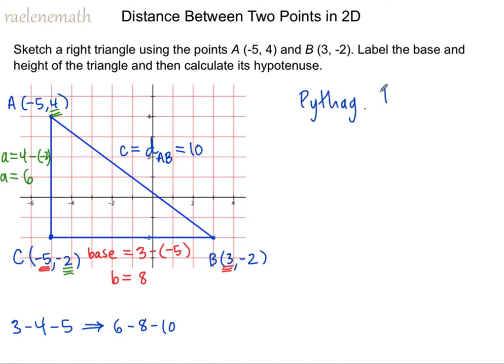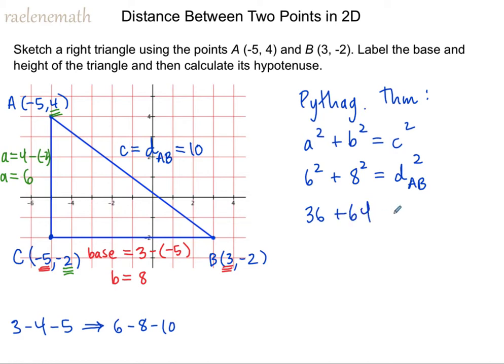So the Pythagorean theorem starts off by saying a squared plus b squared equals c squared. And when we substitute the numbers in, we see that a is equal to 6, b is equal to 8, and c is given by the distance between the points A and B. So 36 plus 64 is equal to the distance squared, and therefore distance squared is equal to 100.